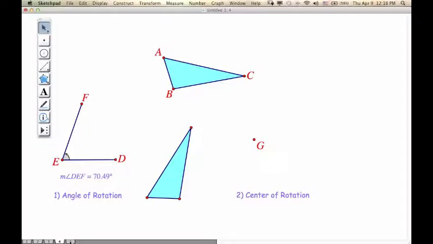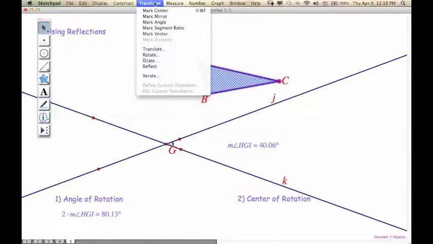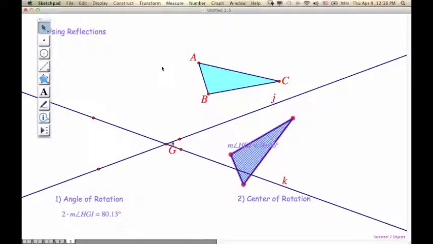And I'm going to show you how to do that on Sketchpad. So here I have two lines J and K. And so I'm going to start by marking my mirror with J first. So I'm going to reflect over J. And I want to reflect it because we're using reflections to do this. So notice how that took me over the line J.